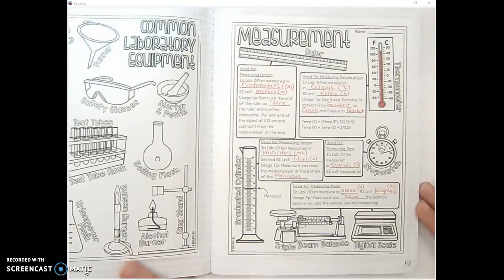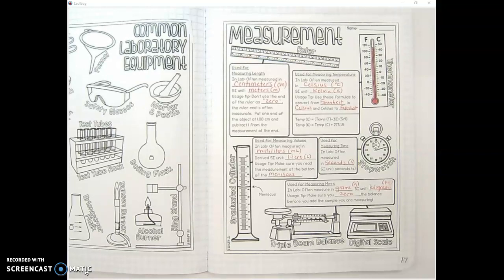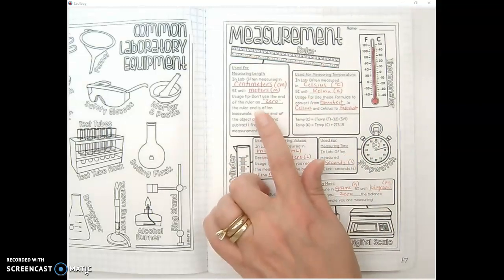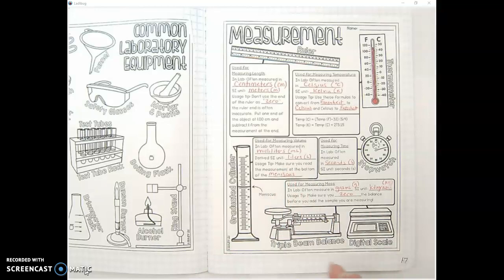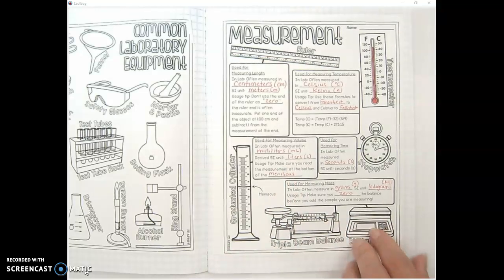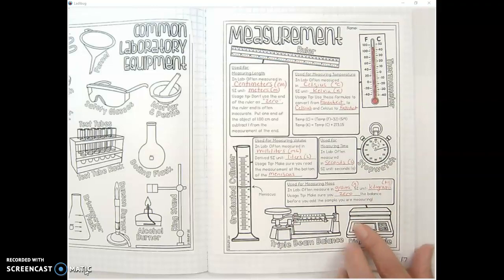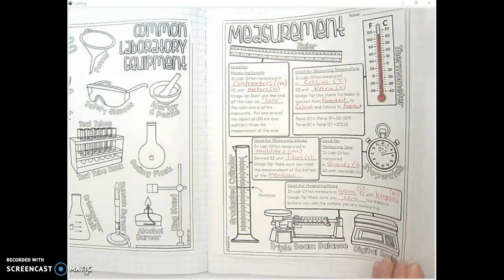On page 17, and you may need to pause the video to fill this in, but we talked about the different tools that we use to measure temperature or length or volume, which is how much liquid there is there. Big thing to remember is that we always use the metric system in our class. And if you're not familiar with those metric units, those are listed, so make sure to write those down.